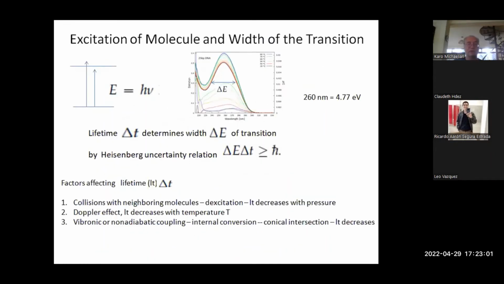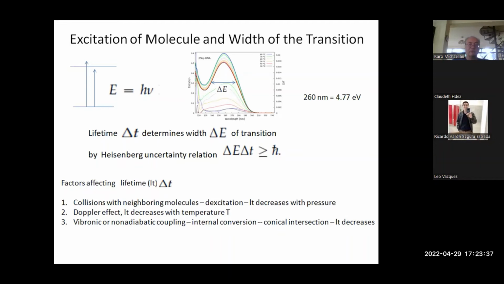So that width is determined by the lifetime of the excited state. And the factors affecting the lifetime of the excited state can be a number of different physical phenomena. For example, collisions with neighboring molecules can lead to de-excitation. This, of course, would increase with the pressure, because with increased pressure, we have more collisions. So we would have a shorter lifetime, delta T.